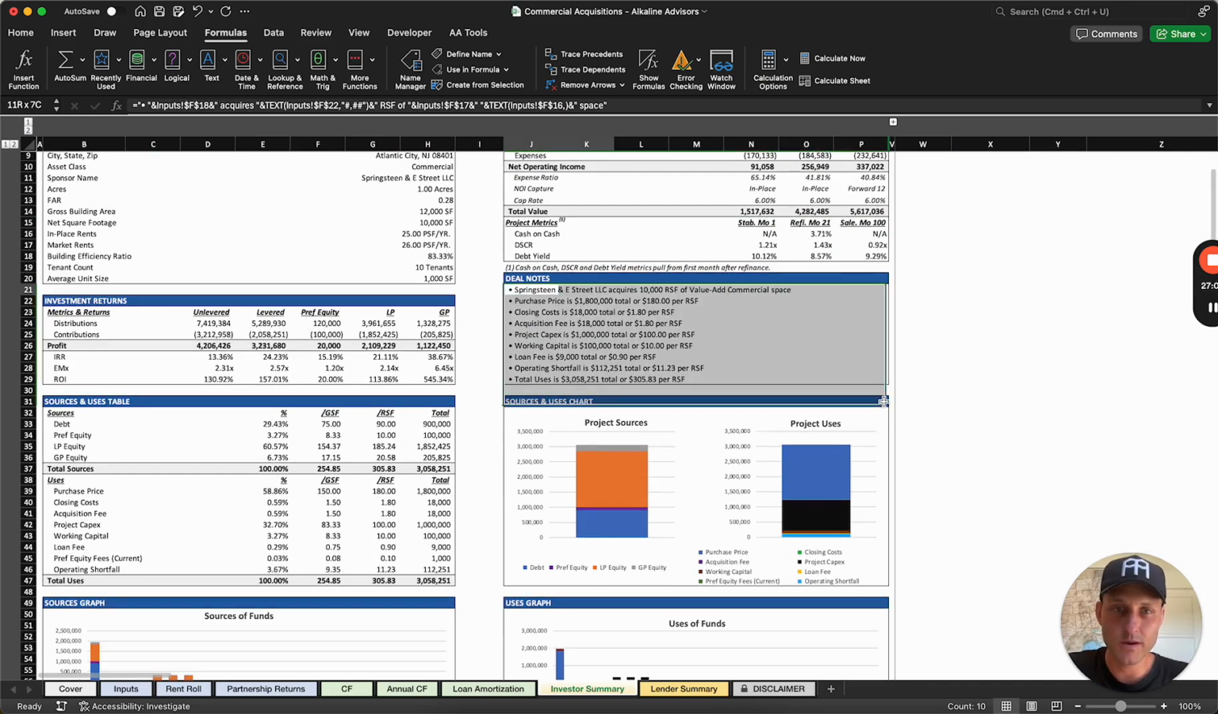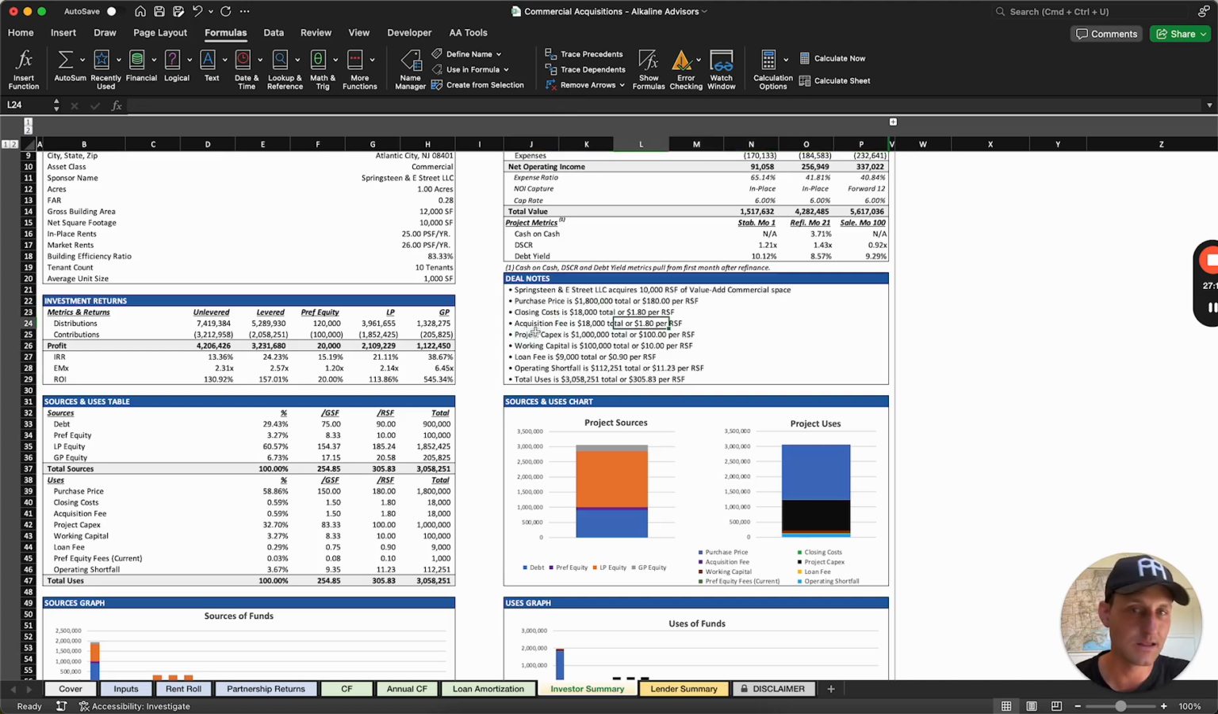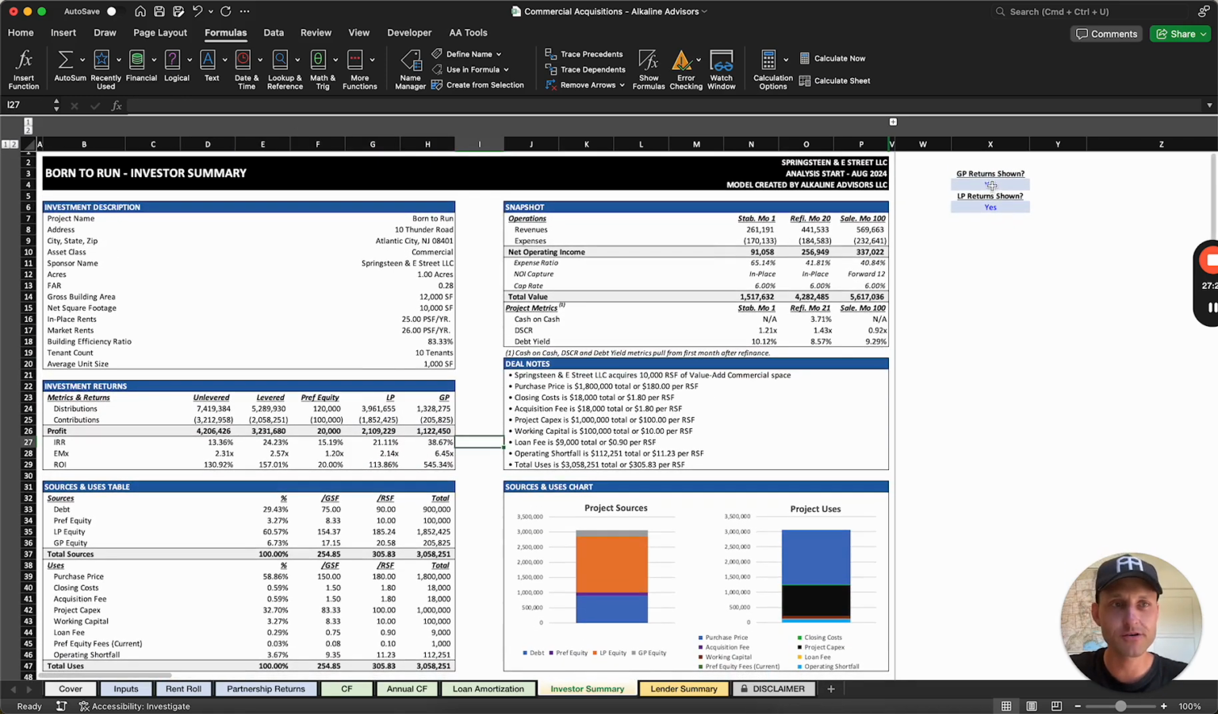The deal notes, we have generic deal notes on the project. The deal notes will update automatically. These are all formulaic. We have basic investment descriptions as it relates to unlevered project returns, levered, Pref equity, LP equity, GP equity. If for some reason you don't want to show the GP returns, you can say no. If you don't want to show the LP returns, you can say no. And then you just have Pref, levered, unlevered.